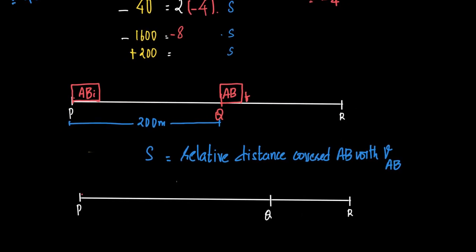Since the combined motion of AB has moved a distance of 200 meters, and already the distance was 300, the leftover distance here would be 100 meters. The combined motion has already traveled 200 meters, which means the balance distance to be covered is 100 meters. So that's it with solving the question using relative velocity. Moving on to the next one now.